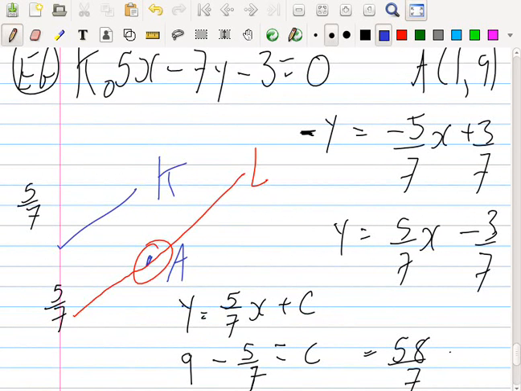Okay, write this one down, please. Need me to scroll down?